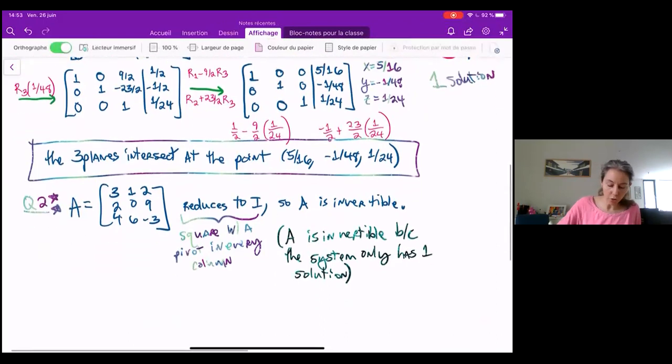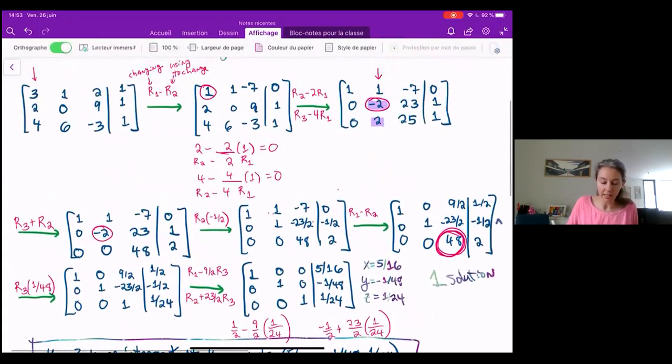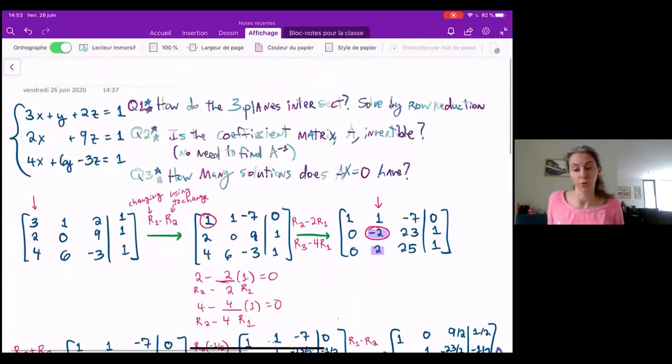Now our question 3 was asking us, what is the solution to AX equals 0? How many solutions does AX equal 0 have? Well, we just saw that A is invertible. We just saw that A reduces to I and has a pivot in every column. Therefore, AX equals 0 must have one solution. There's that pivot in every column. Now, just to remind you, AX equals 0 is a homogeneous system.